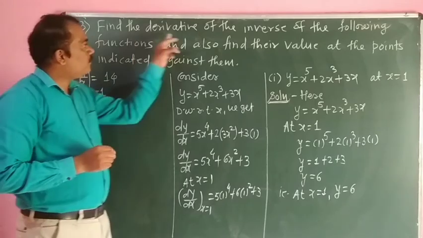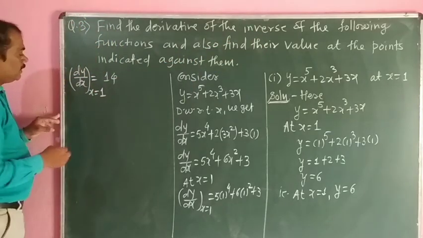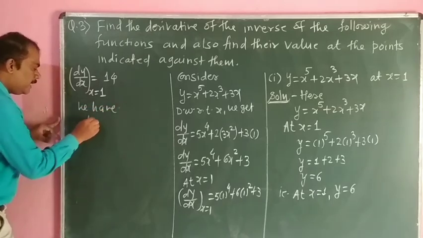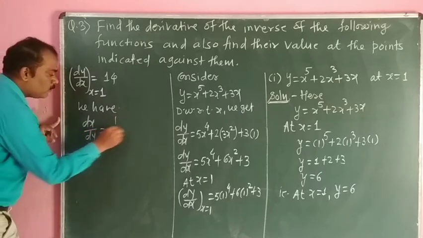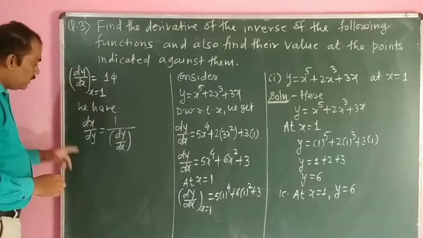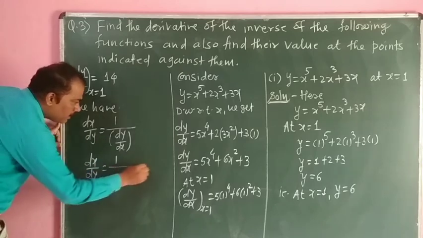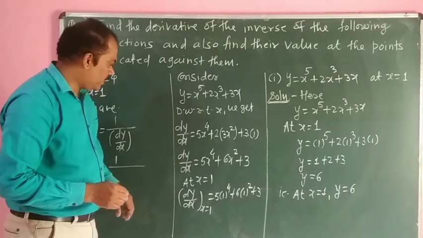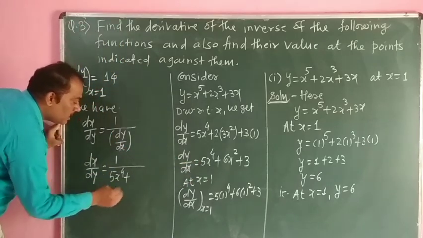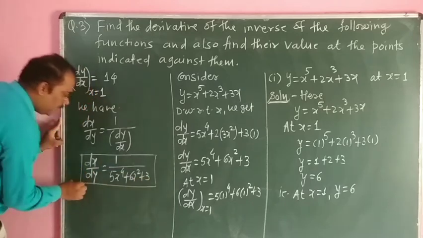But what we have to find? We have to find the derivative of the inverse of the following functions. It means that by using the theorem we have dx by dy is equal to 1 upon dy by dx. So what is the value of that? Here we have to get the value of dy by dx, which is nothing but 5 times x raised to 4 plus 6 times x square plus 3. Okay, this is the derivative of the inverse function.